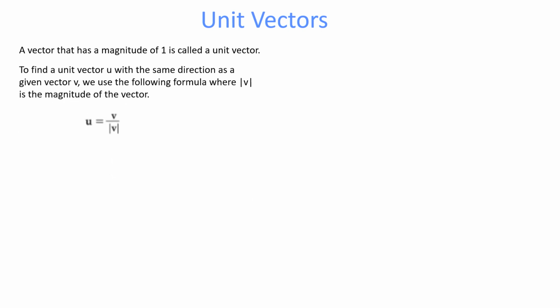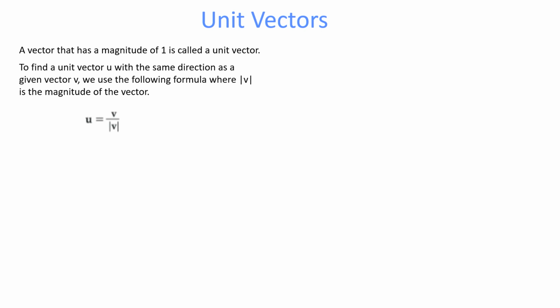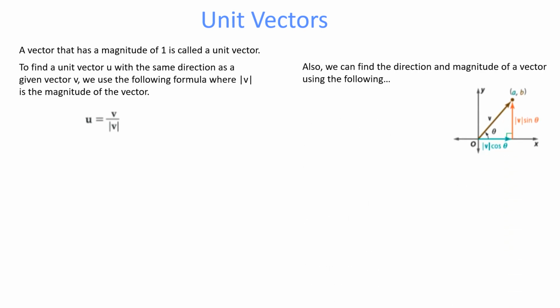Okay, so now we have unit vectors. A vector that has a magnitude of 1 is called a unit vector. To find the unit vector with the same direction as another given vector, we can use the following formula: u equals v over the magnitude of v.